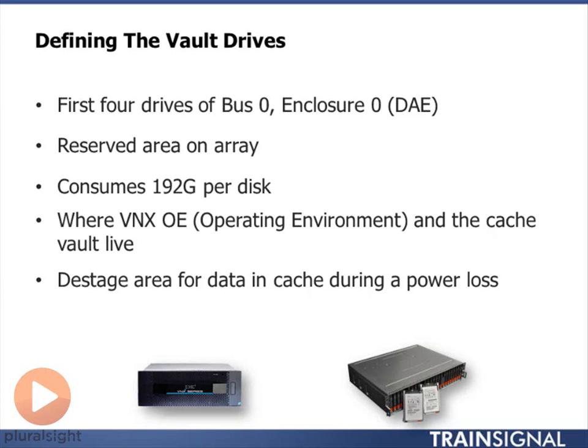Now, with the vault drives, I didn't mention earlier, 192 gig of each of those 4 disks is consumed for these capabilities, both the operating system and the cache vault itself. There are some other things in there as well that I won't get into, but I wanted to mention those are the two main things the vault drives give you. So just keep that in mind. You are losing capacity on the first four drives, and normally you would not put any data on the first 4 drives for a number of reasons.